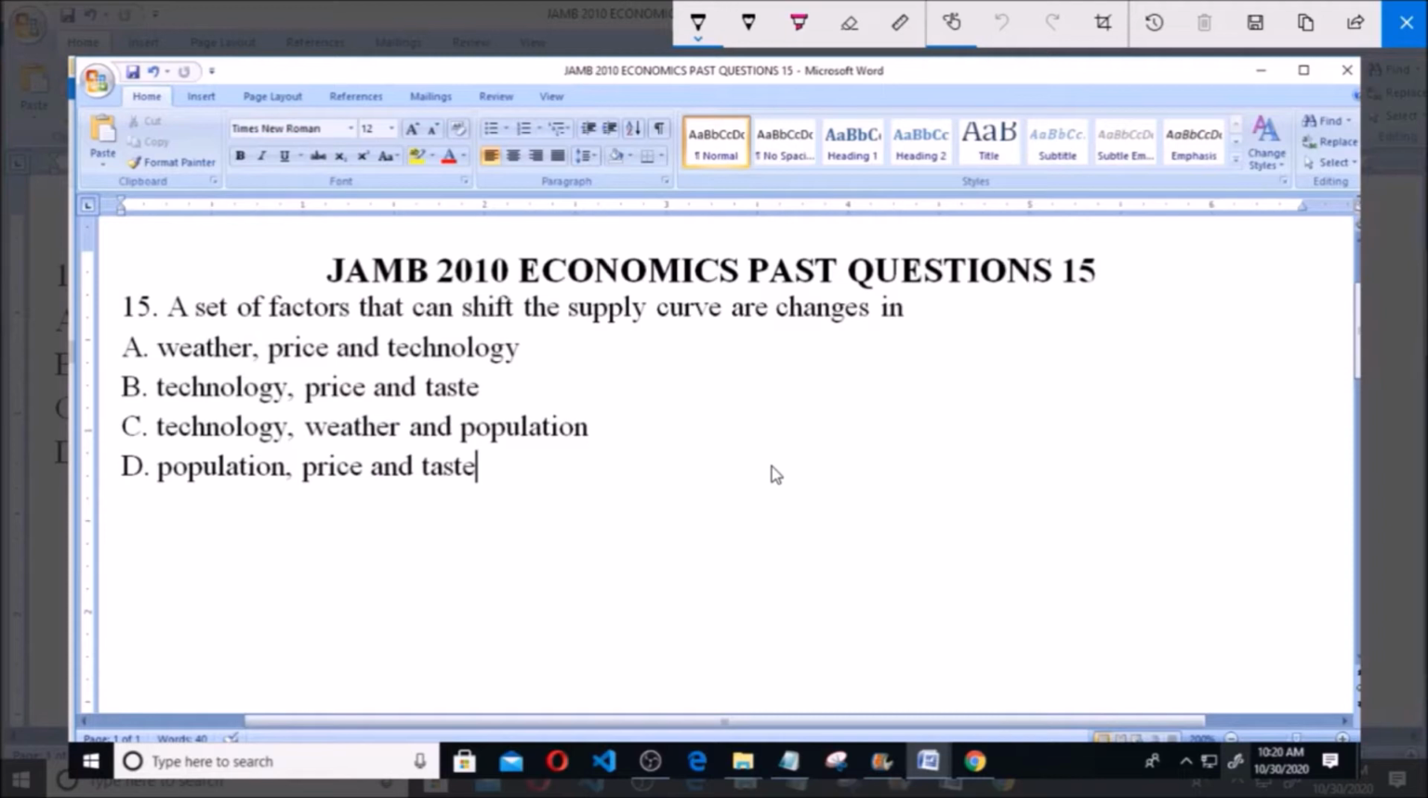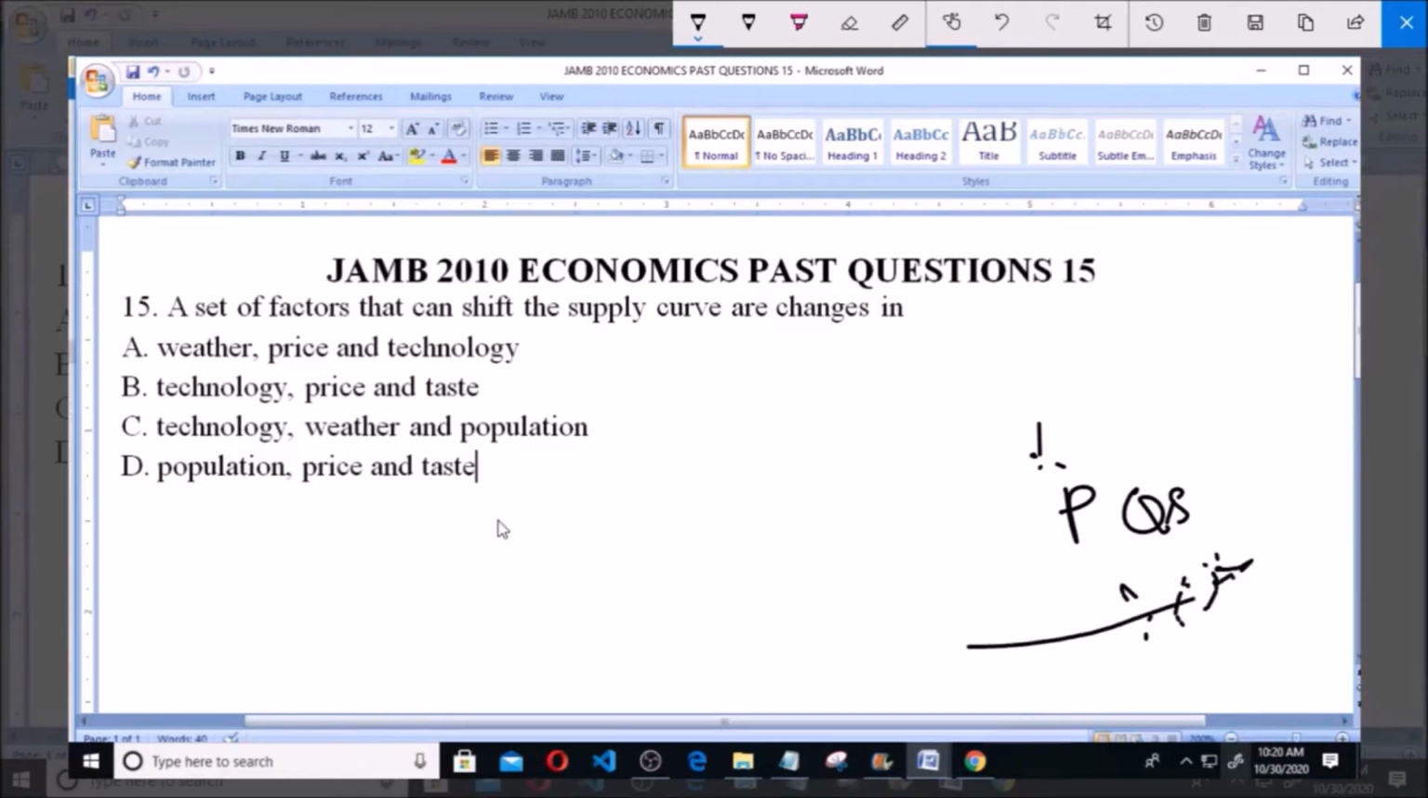Supply moves in the same direction as price. The law of supply states that all things being equal, the higher the price, the higher the quantity supplied. The higher the price, the higher the quantity of the commodity that will be supplied. The lower the price, the lower the quantity that will also be supplied.